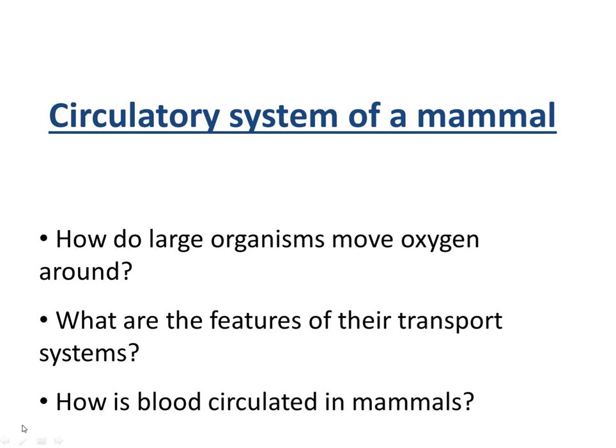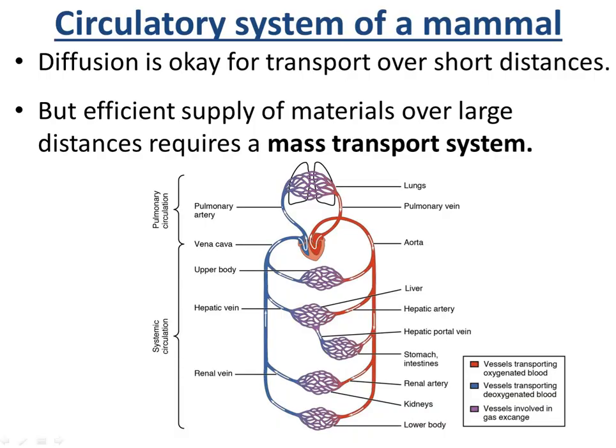So this lesson is part of the A-level AQA biology syllabus, and it's on the circulatory system of a mammal. So we'll look at how large organisms move oxygen around, what the features of their transport systems are, and how blood is circulated in mammals. Diffusion is okay for transport over short distances, but to efficiently supply materials over a large distance, you're going to require a mass transport system.